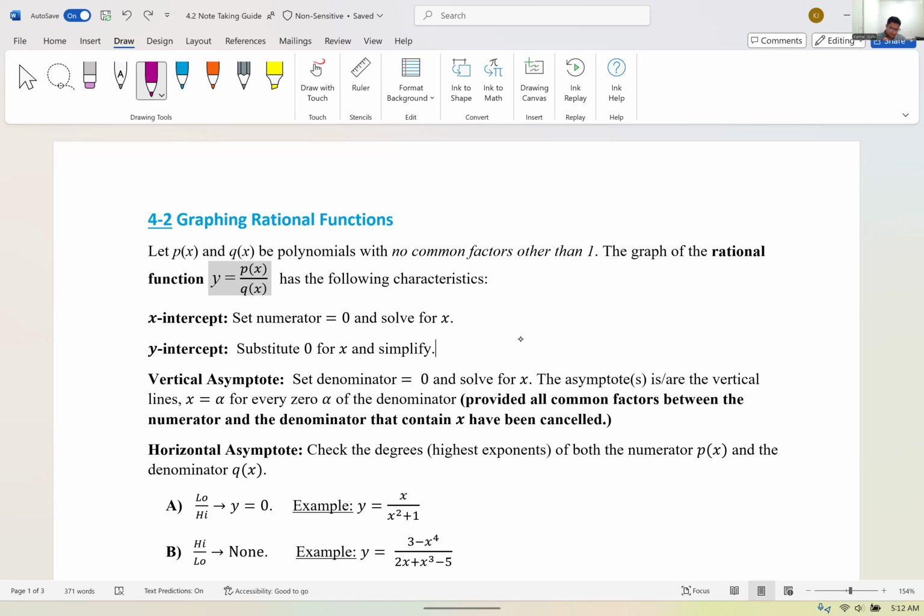Hi. So we are continuing in chapter 4, lesson 2. Okay, 4.2. In the previous video, we discussed special types of rational functions, which are the reciprocal functions, right? 1 over x and 1 over x squared. And we looked at their transformations, right?